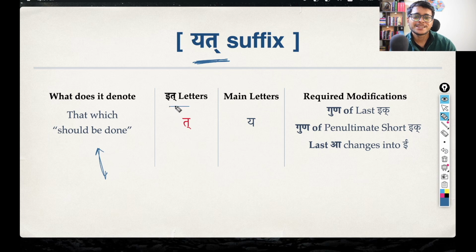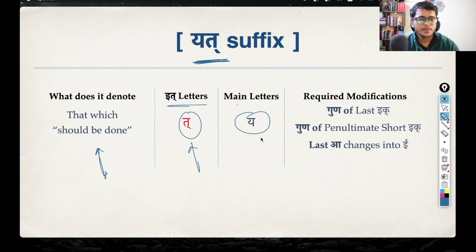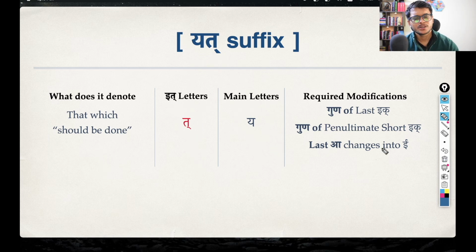And then we have the it letter. In this yat suffix, the it letter is ta. This is the indicatory letter and we generally remove it, we don't use it. What remains, this ya, is the main letter. This is the main content that actually gets added to the dhatu. For this yat suffix and the next two suffixes also, the main letter is this ya.